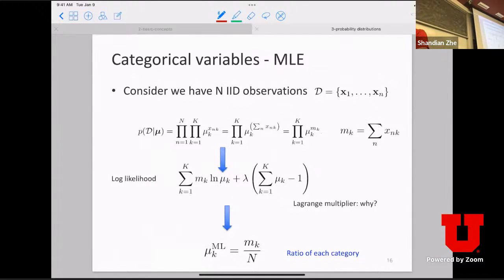So again, we can consider how to conduct MLE for categorical variables. Suppose we have n IID observations, x 1 to x n. Remember, now each x n here is a one-hot encoding.